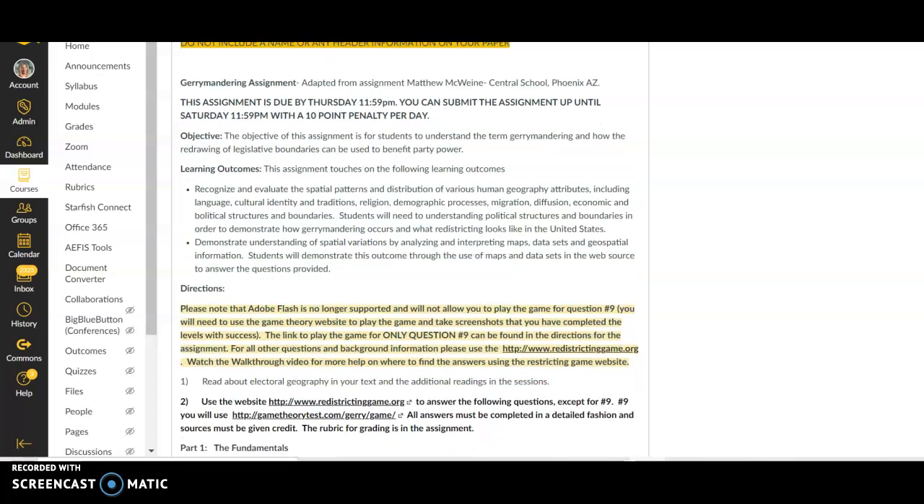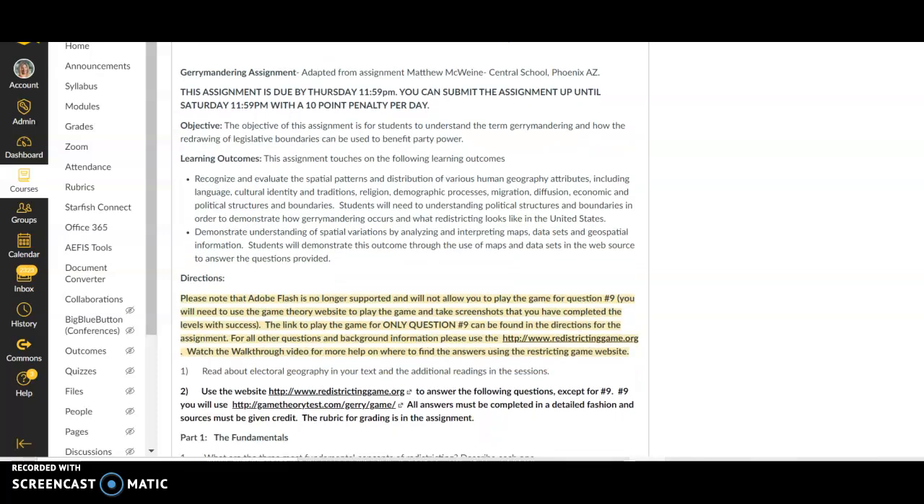The reason gerrymandering is a really important topic is because this is how boundary lines are drawn for elections, meaning that it's a way that people who are in political office can either stay in political office, or maybe someone else plays a better game and then they are removed from political office.